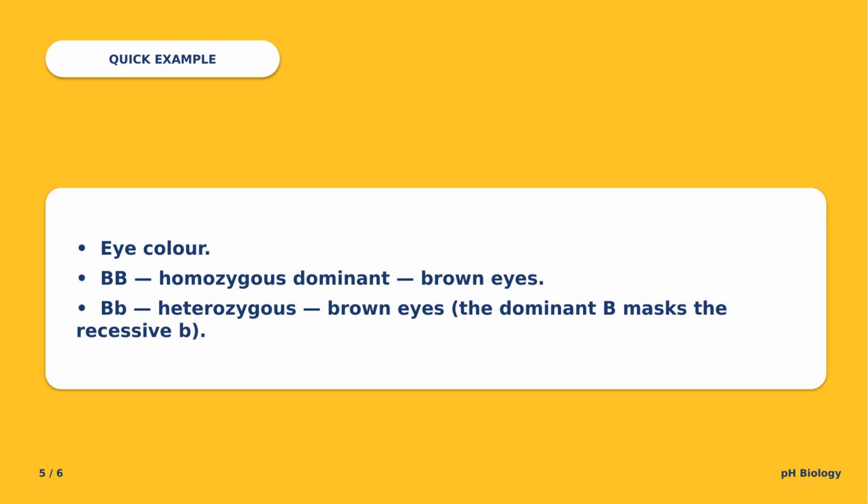Quick example, eye color. Capital B, capital B, homozygous dominant, brown eyes. Capital B, lowercase b, heterozygous, brown eyes. The dominant capital B masks the recessive lowercase b. And lowercase b, lowercase b, homozygous recessive, blue eyes. So three possible genotypes, only two phenotypes. The genotype tells you more than the phenotype reveals.